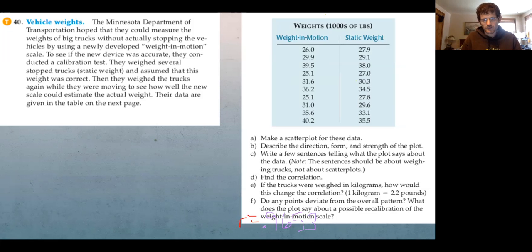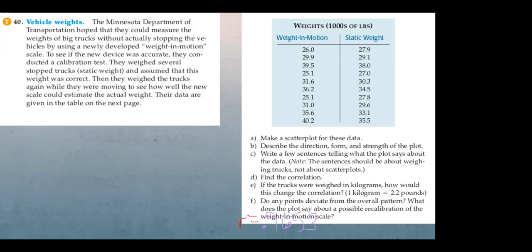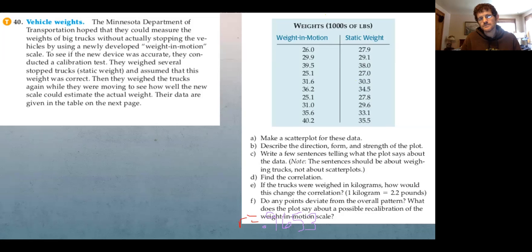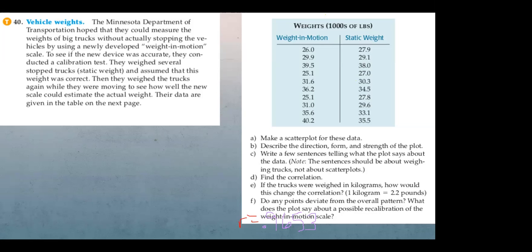We already have the correlation. You guys know how to do that. If the trucks were weighed in kilograms, how would this change the correlation? Would it change the correlation? What do you guys think? Doesn't it not change the correlation? That's right. It would not change.